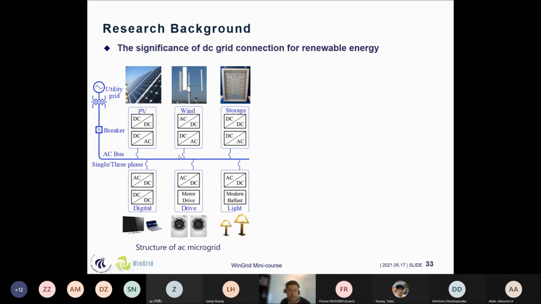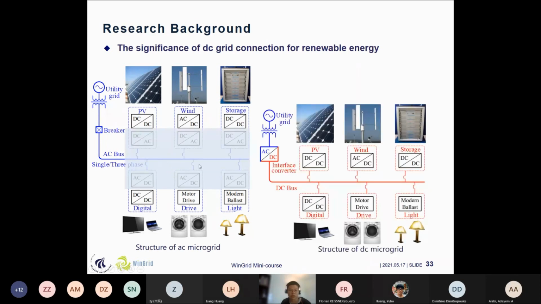We can see that for each generation, like the PV, wind, or storage, it needs to use two converters, since most of this kind of generation has a DC internal source inside, like the PV and the wind farm, which has a DC link inside. So if you want to connect it to an AC bus, you need to use additional inverters, like the DC-AC converters. And the load side is the same.